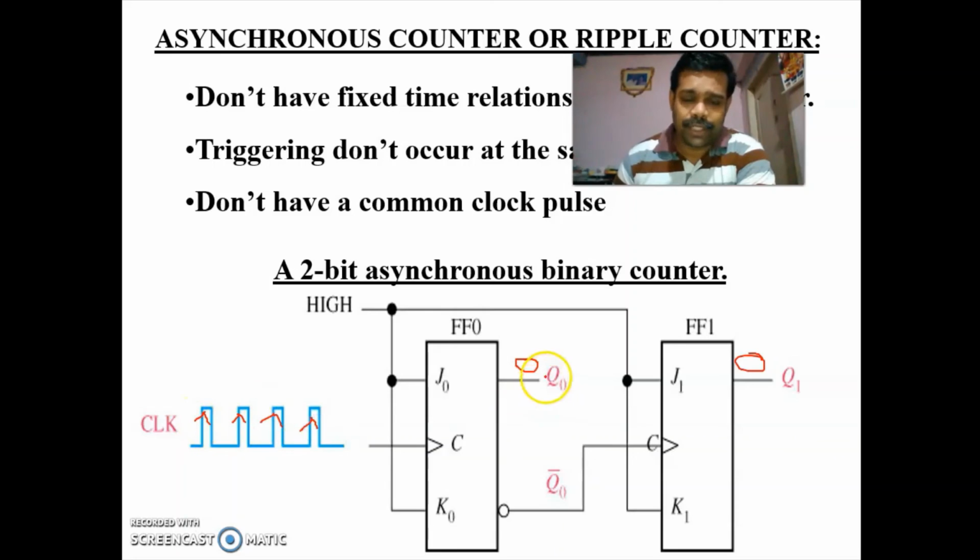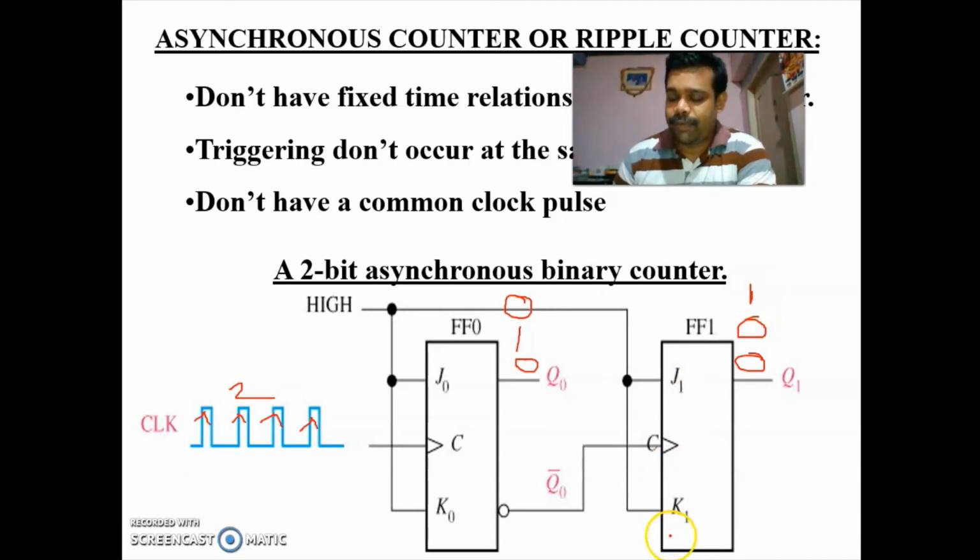During the first positive clock edge, this will change to 1. But at that time this flip flop will not work. Why? Because here we'll be having 0. Since it is a positive clock edge, for 0 input it will not work. So we'll be getting the same output. Now, during the second clock pulse, this 1 will change to 0. At that time, what we're having is 1. So this flip flop will work. So this 0 will change to 1.